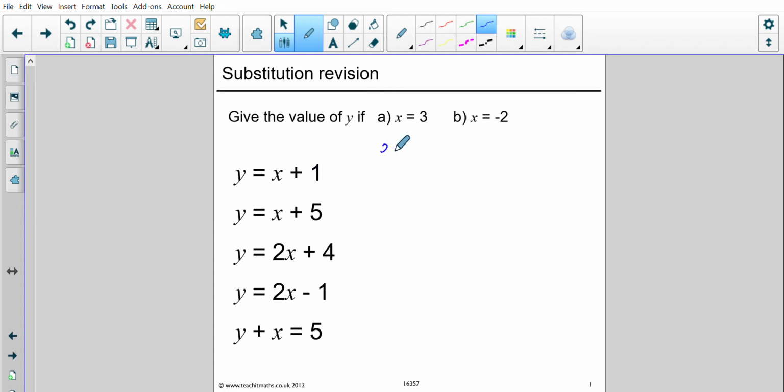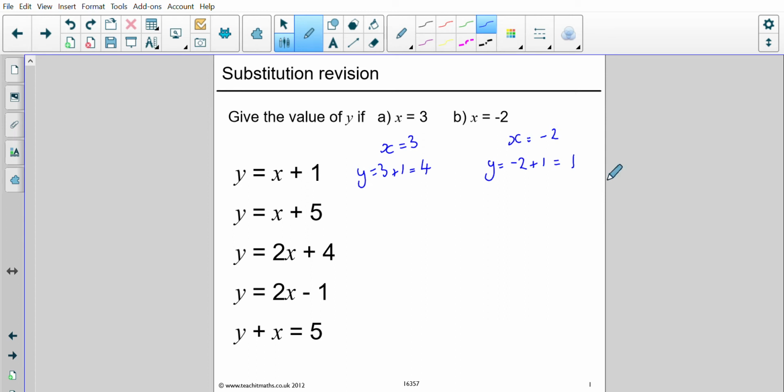Okay, so let's do x is 3 first. So when x is equal to 3, y is equal to 3 plus 1, which equals 4. When x is equal to minus 2, let's do that over here. Y is equal to minus 2 plus 1, and minus 2 plus 1 is 1.